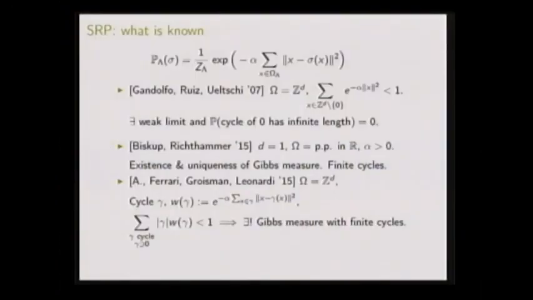And then also with Pablo Groisman and Florencia Leonardi, in 15, we essentially showed what you just asked. We proved that there is uniqueness of Gibbs measures with finite cycles. And we could extend the result. Actually, we had a condition. This condition was slightly stronger than that one. And under this condition, or a related condition, we could extend these results to a more general type of potential. So not just square displacements, but we could go to more general potentials.